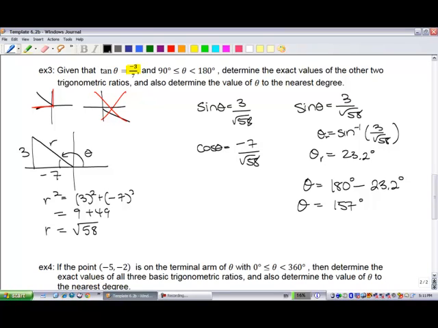So a couple of bits there. We can draw the triangle in standard position. Kind of almost gives us a terminal point. From there we can figure out the radius, the hypotenuse of the triangle, and exact values for sine theta and cos theta.